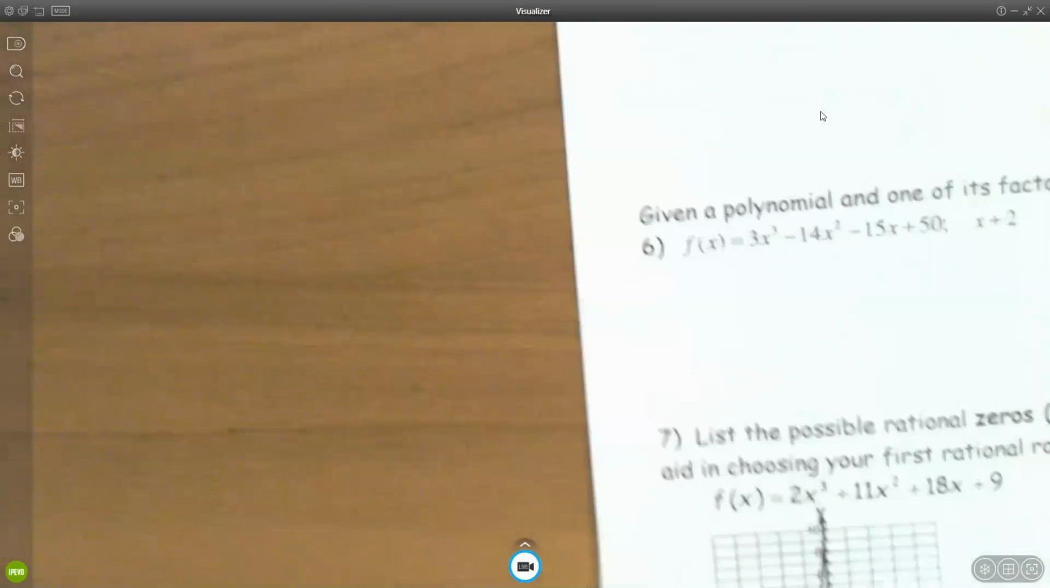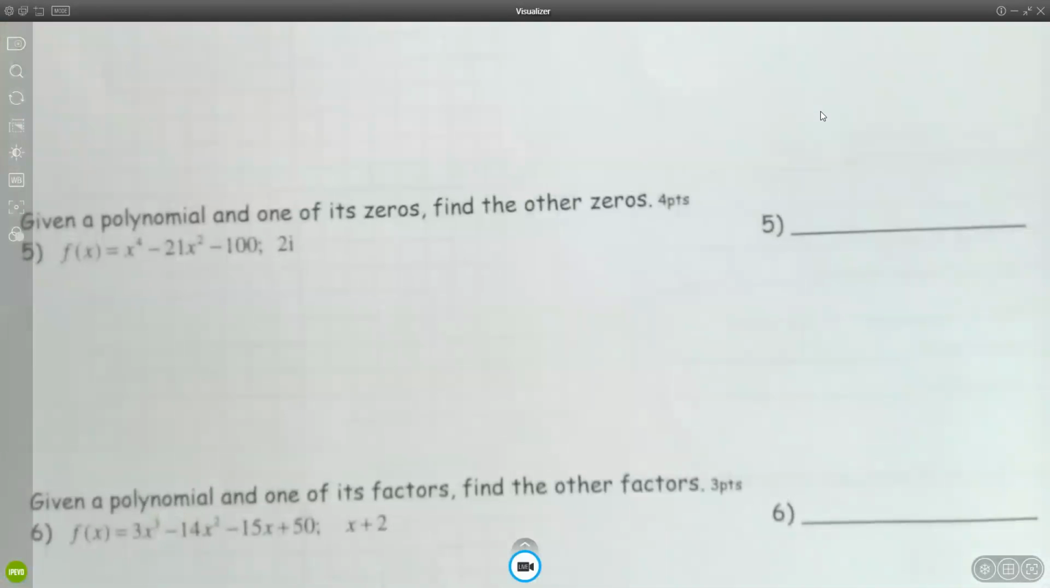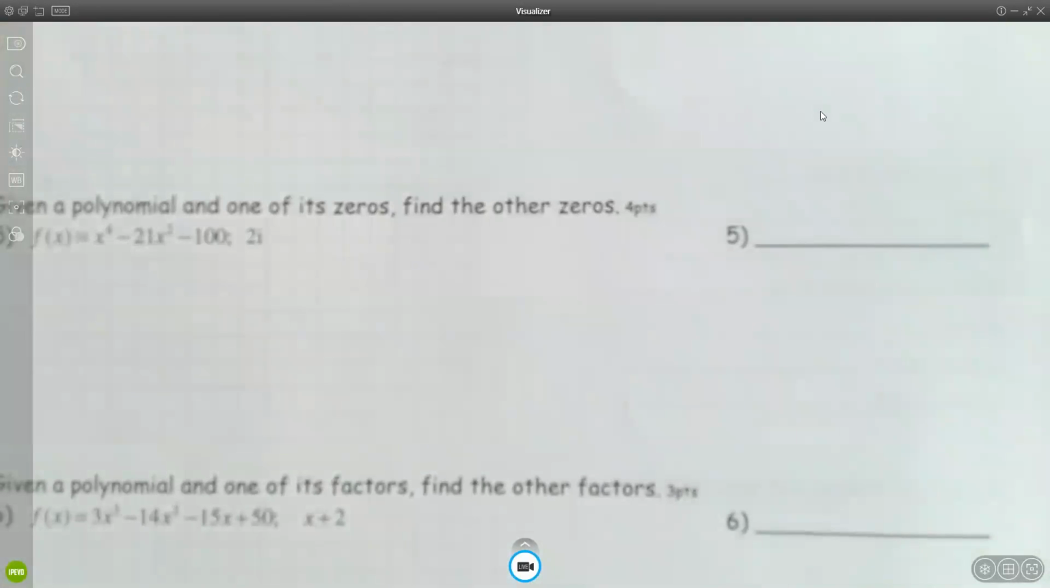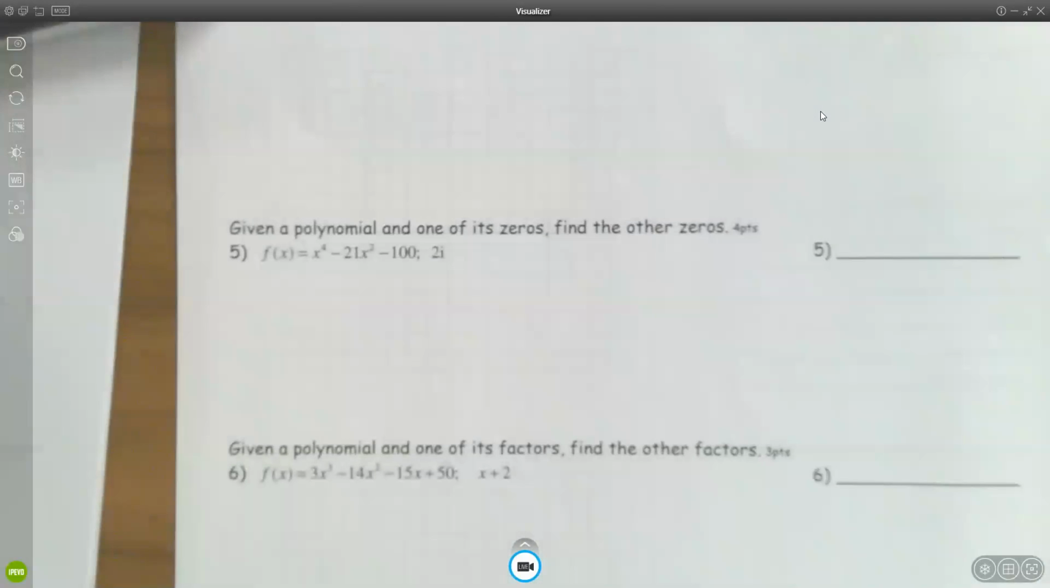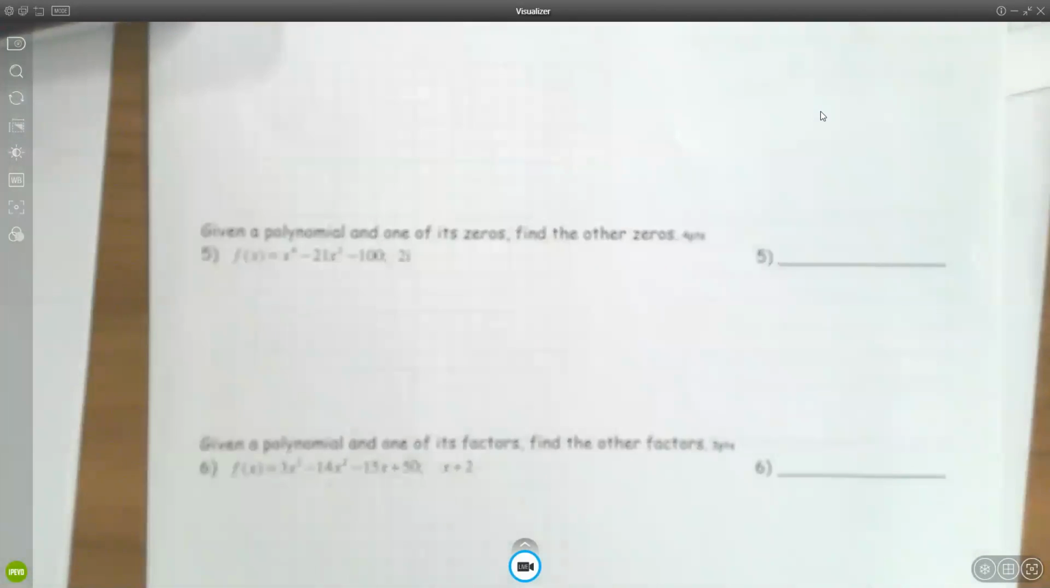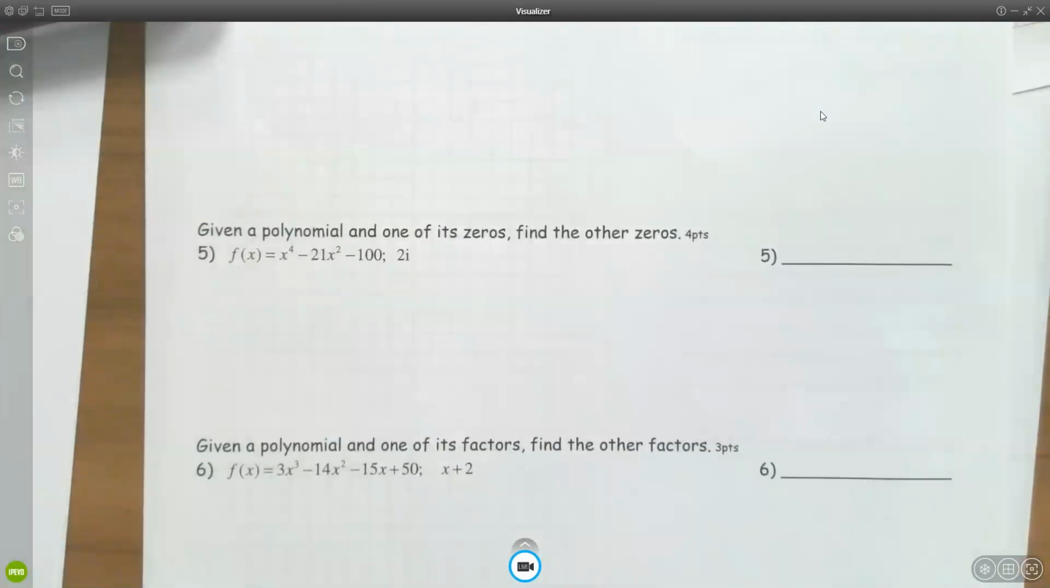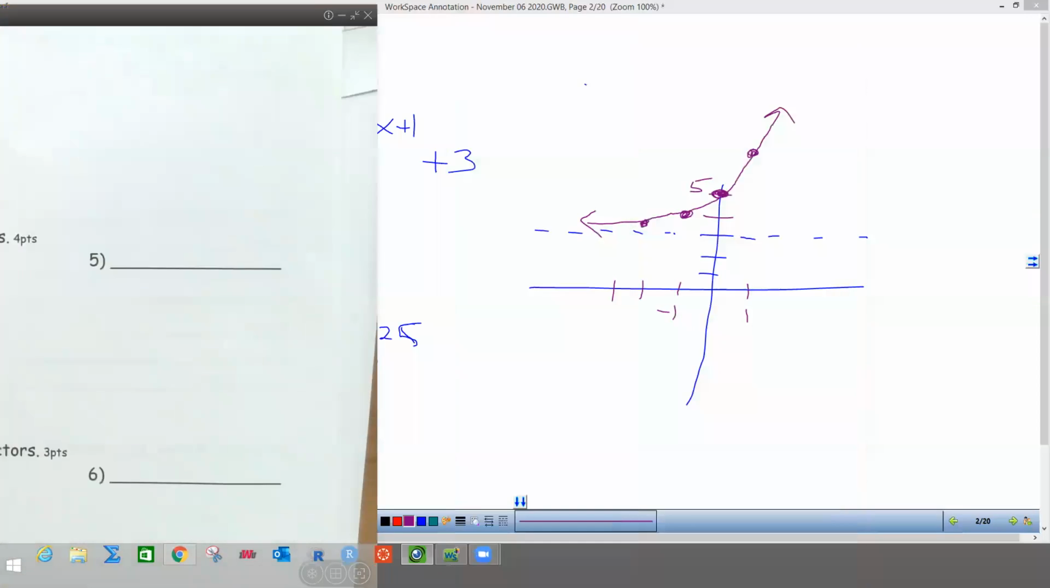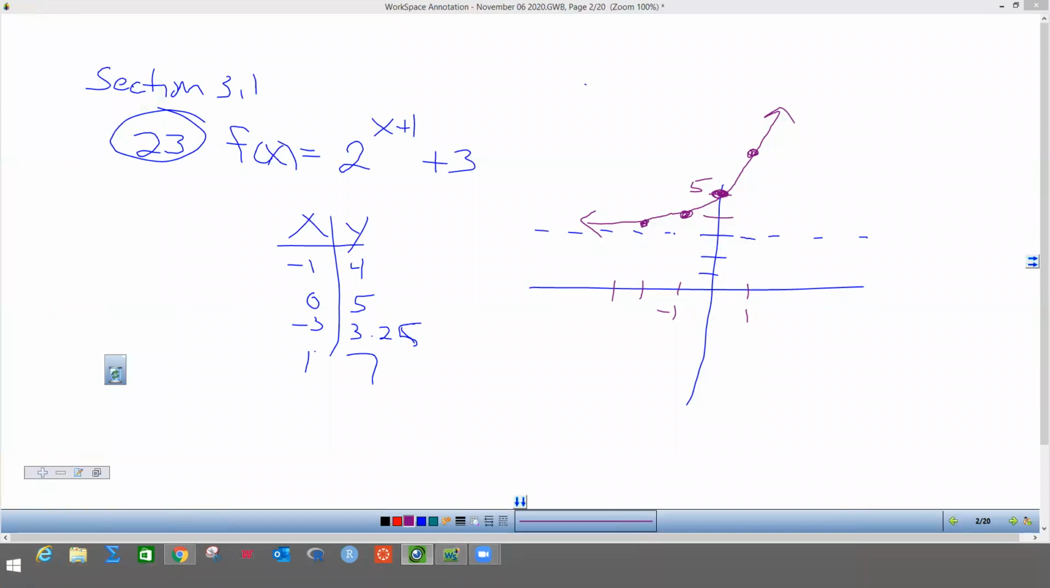Okay, so make this smaller. Okay, so we want to do number 5 on the test. This thing tells me that one of my zeros is too odd. I gotta move this over to the other thing, take a picture of it. So I'm going to move it over here.